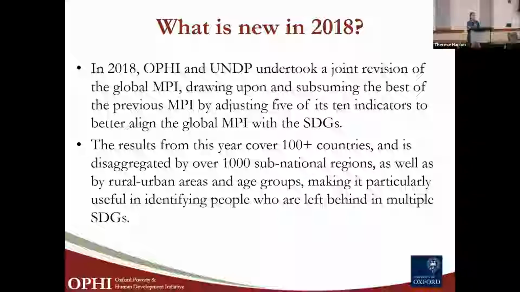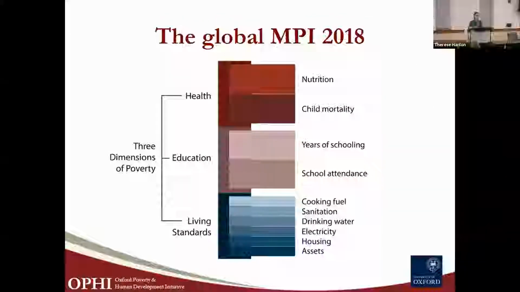And so this year we cover 105 countries. We disaggregate into 1,127 subnational groups plus 640 districts of India. And we also disaggregate by rural urban areas and by age cohorts. And so there's a lot of data that are used in a harmonized way. So first of all, what is the structure? The MPI follows the Human Development Index in terms of the dimensions, which are health, education, and nutrition.